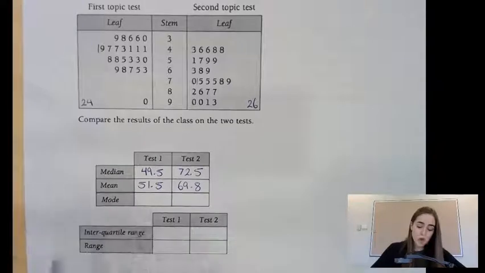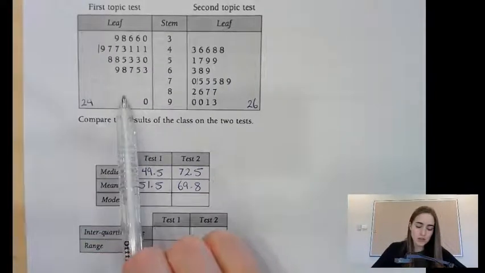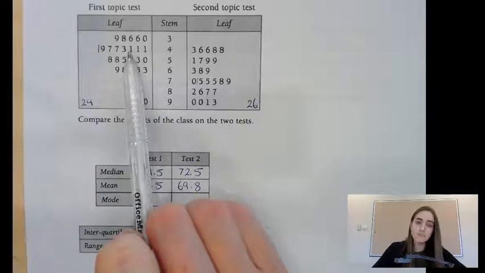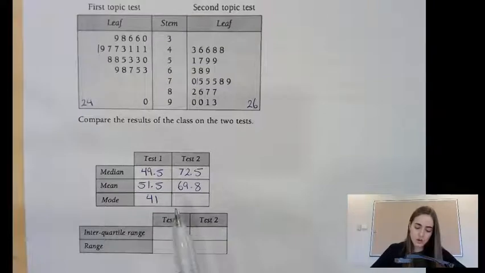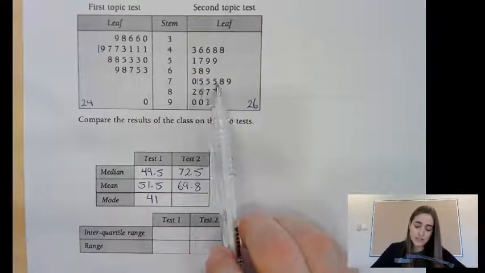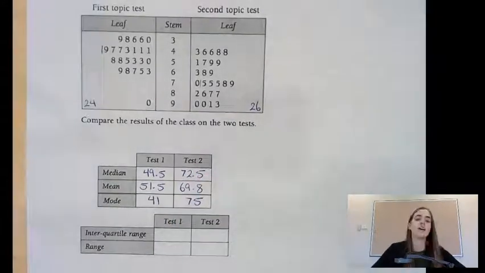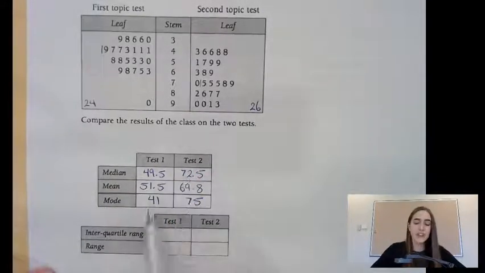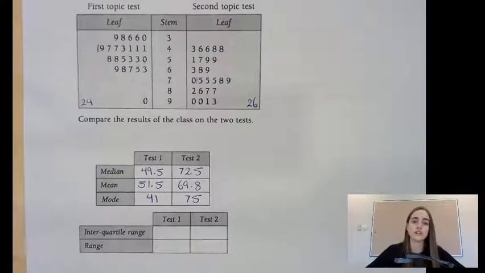If we're looking for our modes, we're looking for the most common. So in topic test 1, that would be 41 because there's 3 41s. And in the second topic test, my mode would be 75 because there's 3 75s. All right, so that's my measures of centre in that first table. For my measures of spread, I need my range and my interquartile range.